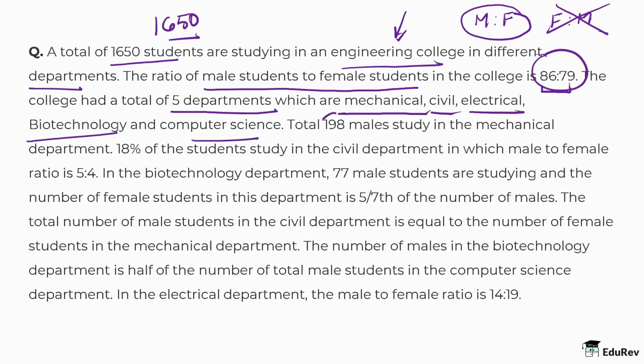Okay. So there are 198 total males who are studying in the mechanical department. So in the mechanical department, the total number of male students is 198. Now 18% of the students study in civil department, in which the male to female ratio is 5:4. So basically in this statement they are saying that 18% of the total students, that is 18% of 1650 people.